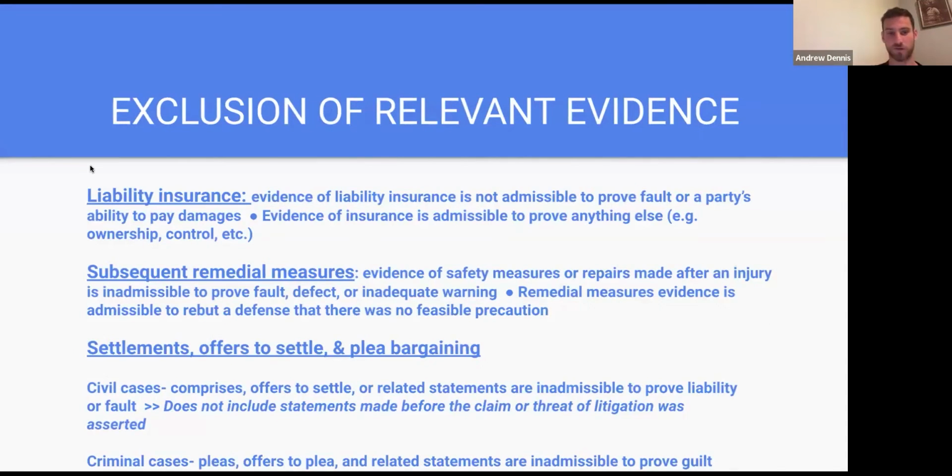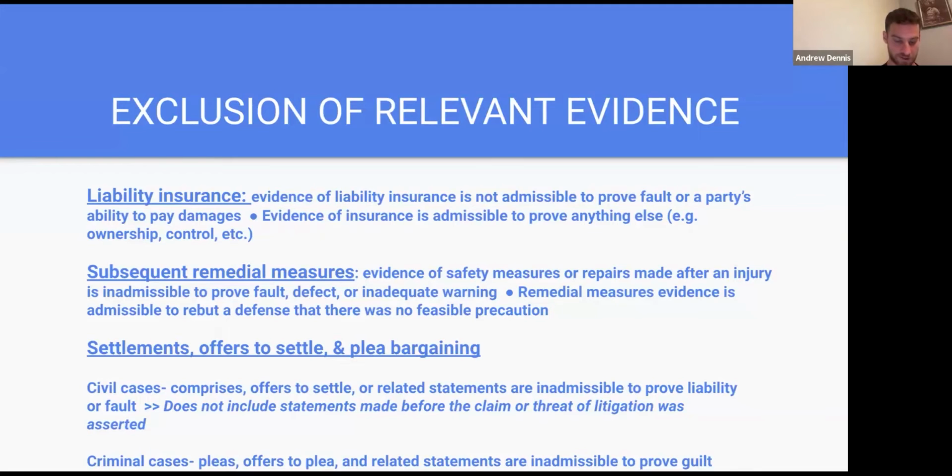So, exclusion of relevant evidence. These are public policy concerns. I think that these are toss-ups on evidence questions. Like, you should probably get these ones right. Usually these things are not admissible to prove liability, but they are admissible for ownership or control. So let's talk about some of them. Liability insurance. Evidence of liability insurance is not admissible to prove fault or a party's ability to pay damages. Evidence of insurance is admissible to prove anything else: ownership, control, etc. So you can't bring in the fact that Tommy had liability insurance to show that he did the crime.